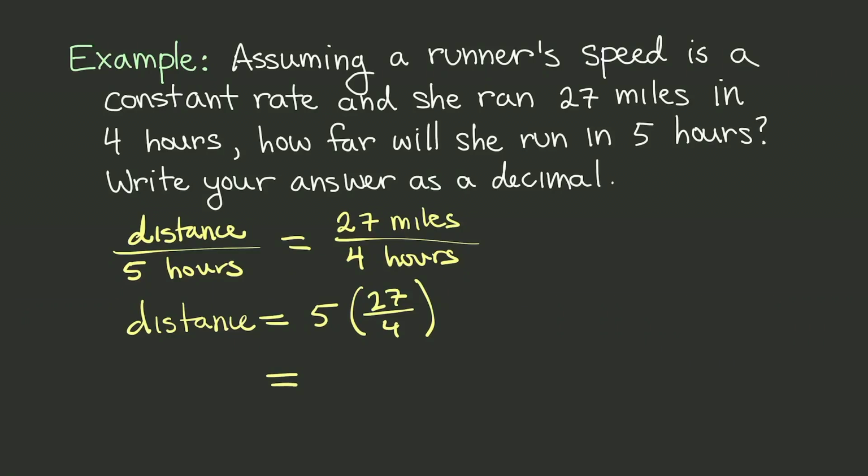Now, we're supposed to write our answer as a decimal here, and so when I throw this in my calculator, I'm going to get 33.5 miles.